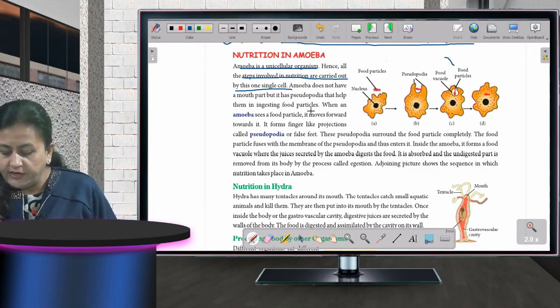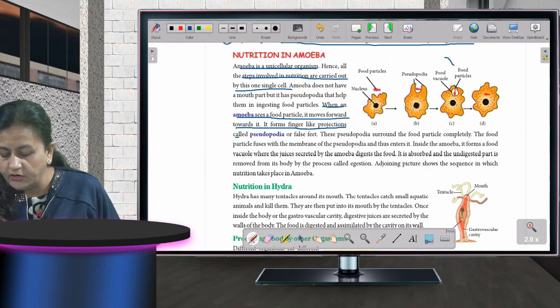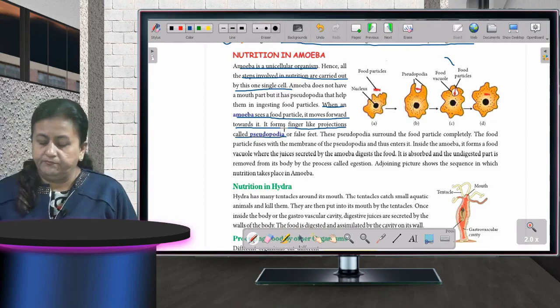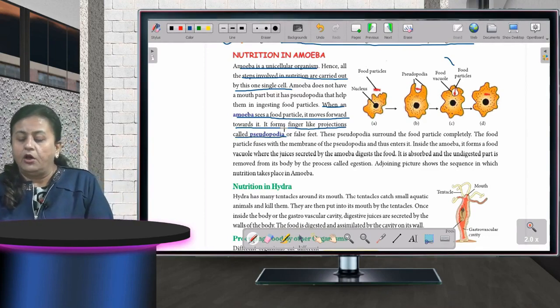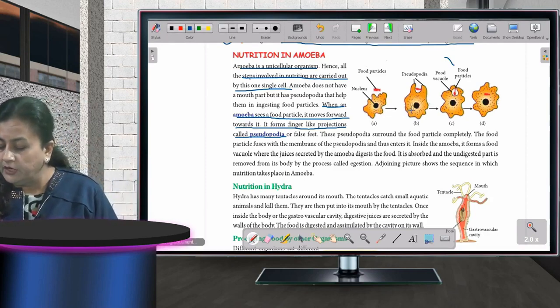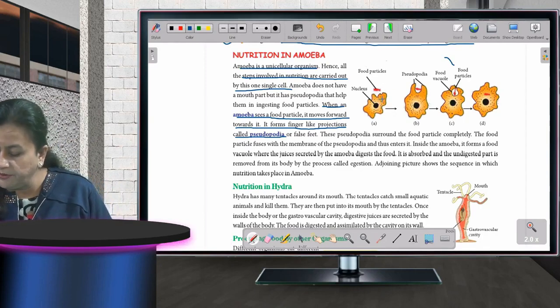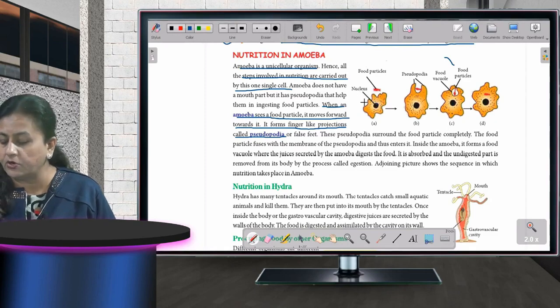When an amoeba sees a food particle, it moves forwards towards it. It forms finger-like projections called pseudopodia, or false feet. See children, you can see here. What is this? This is amoeba, and this dense part is called nucleus.